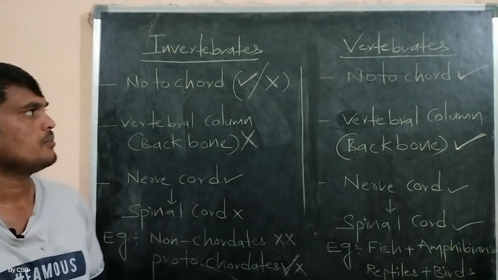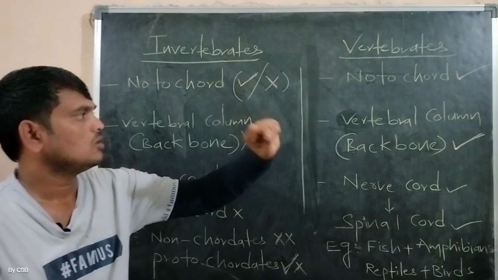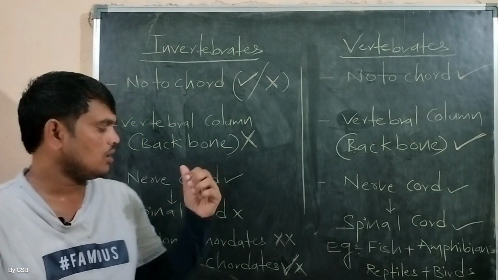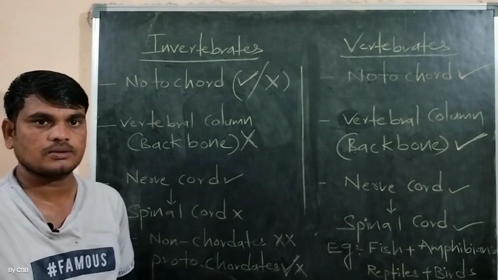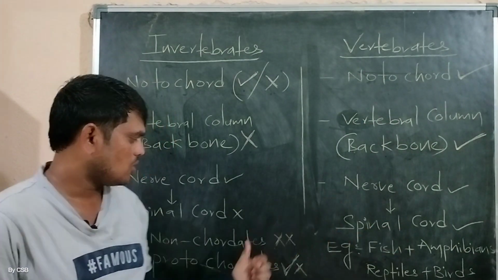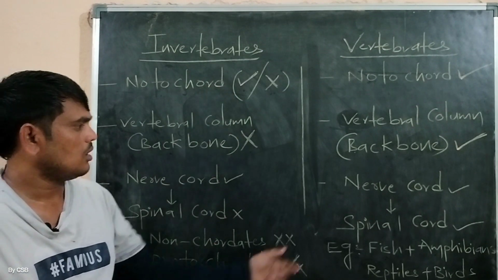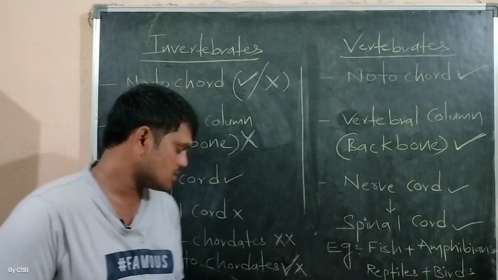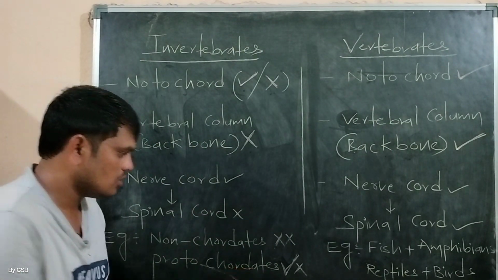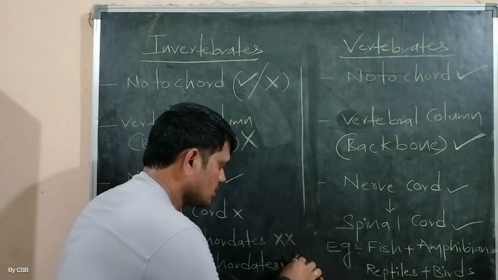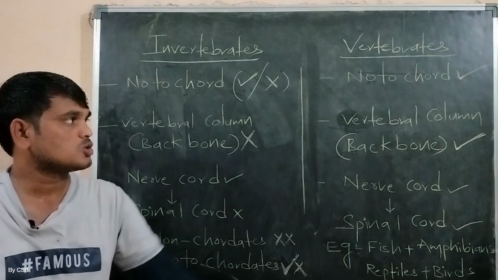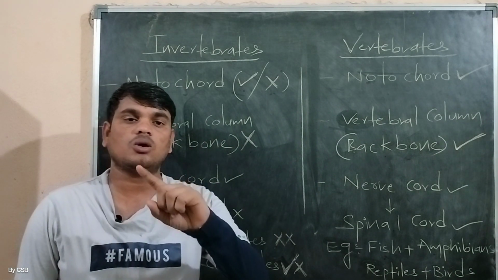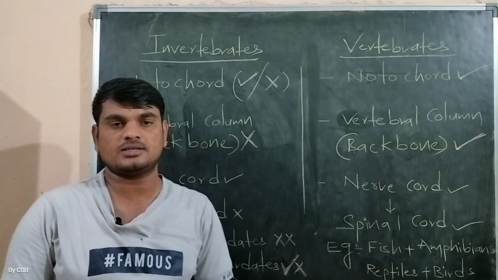One saying is there: all vertebrates are chordates, but all chordates are not vertebrates. Why? Because in Protochordata, notochord is present, but there is no backbone. So all vertebrates are chordates, but all chordates are not vertebrates.